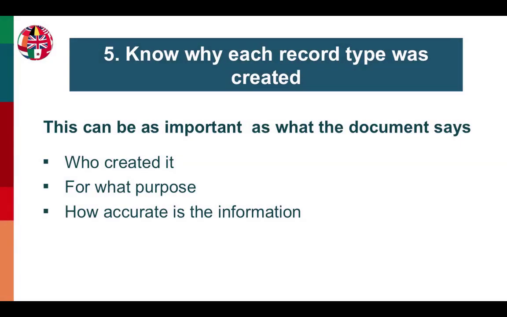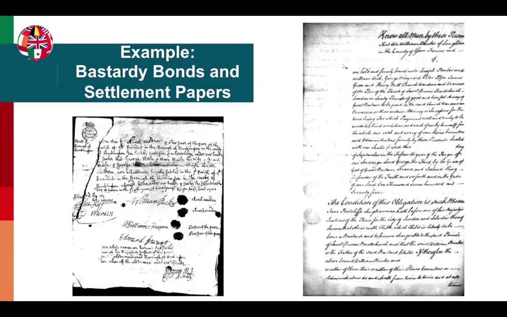Number 5, know why each record type was created. This can be just as important as what the document says. So you need to know who created it and for what purpose and how accurate is the information. Were they doing this to count people? Were they doing this to tax people? Were they doing this just to record an event? You know, why was it being created? Who was creating it? And here's an example.